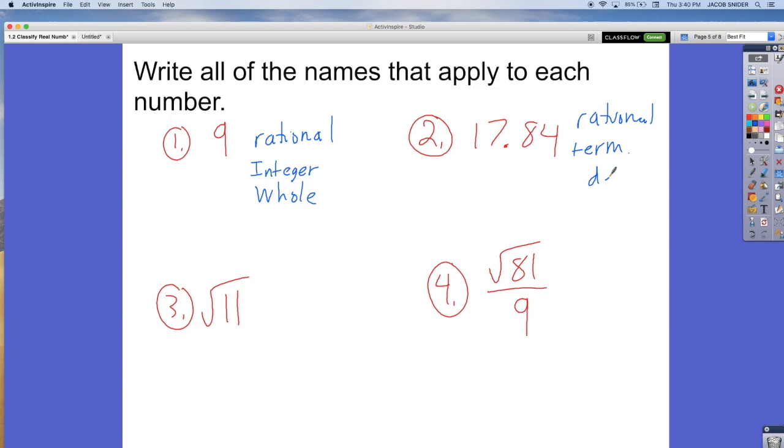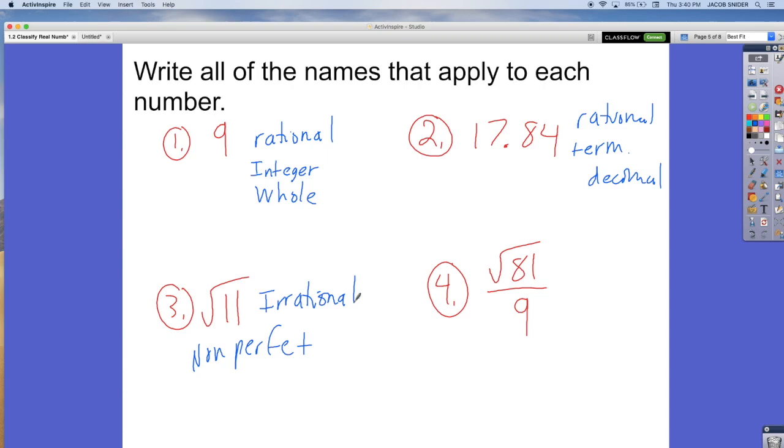Okay, terminating decimal. Square root of 11. First question: is that one of our perfect squares? The answer is no, it's not a perfect square. If it's a non-perfect square, it's a decimal that goes on forever and ever. So we call this irrational.